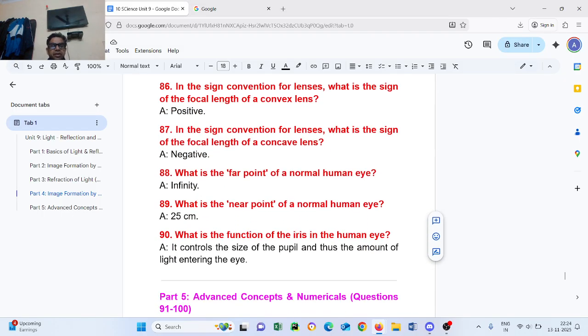Question number 90. What is the function of the iris in human eyes? It controls the size of the pupil and thus the amount of light entering the eyes.